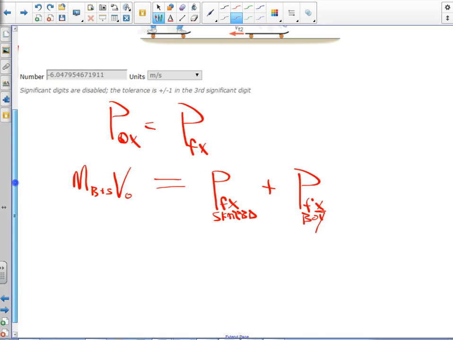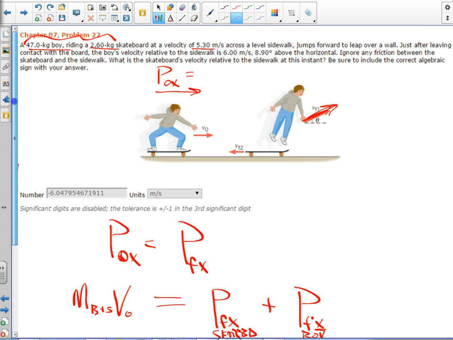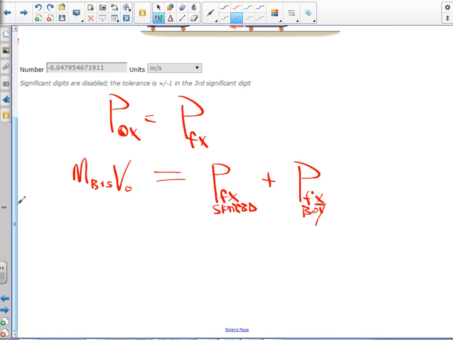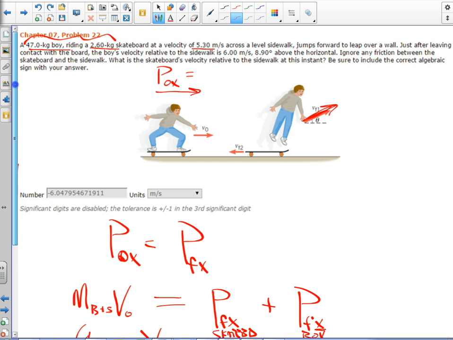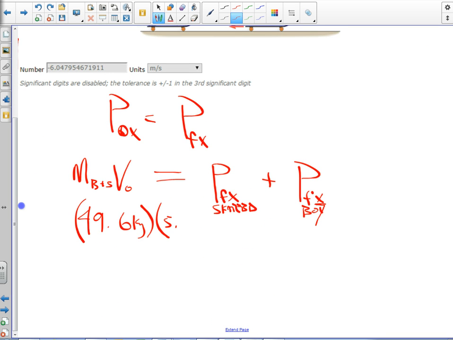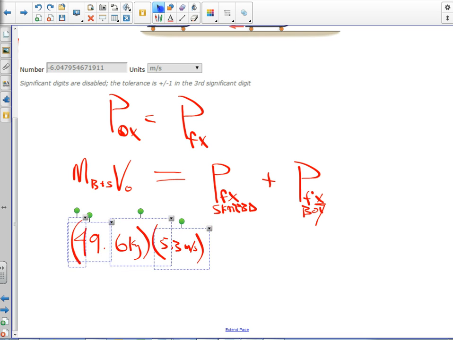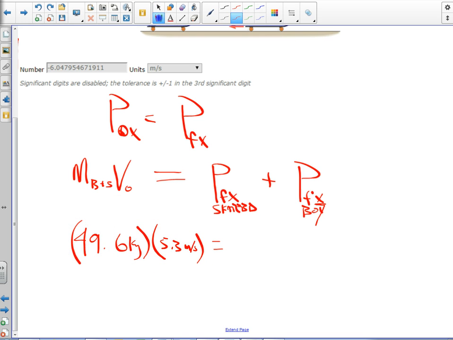Okay, so let's run through this. We have 47 and 2.6, so 49.6, right? Kilograms, boy and skateboard, moving at an original velocity of 5.3 meters per second. And we'll call that positive, left to right. Equal to, now mass of the skateboard is 2.6. I don't know the final velocity of the skateboard, but it is all in the x.